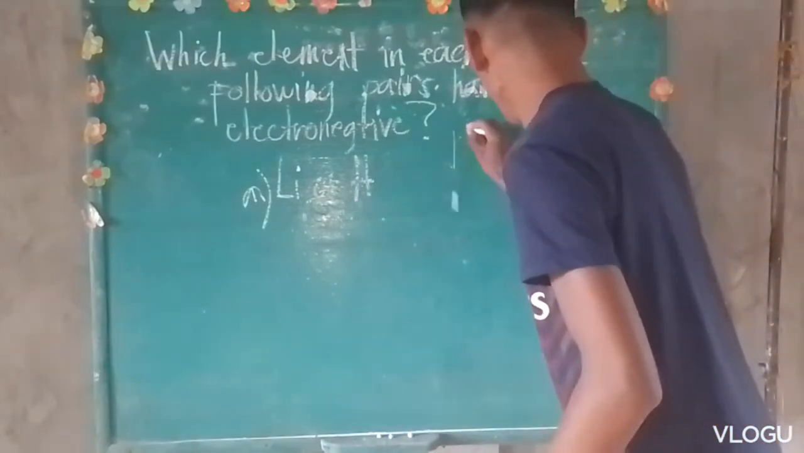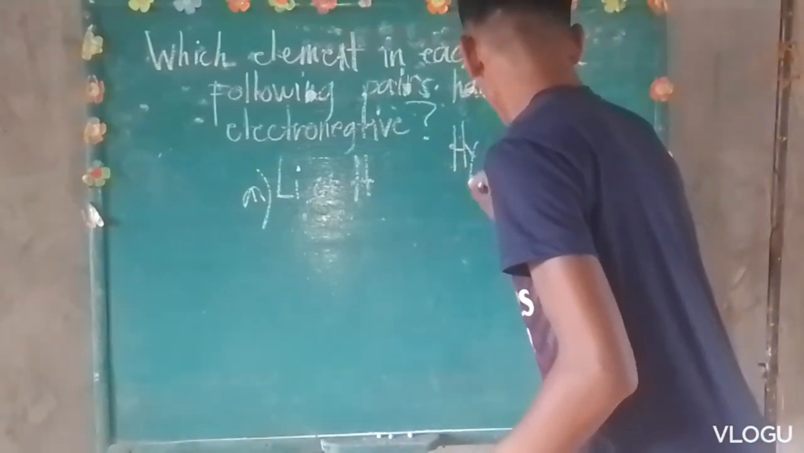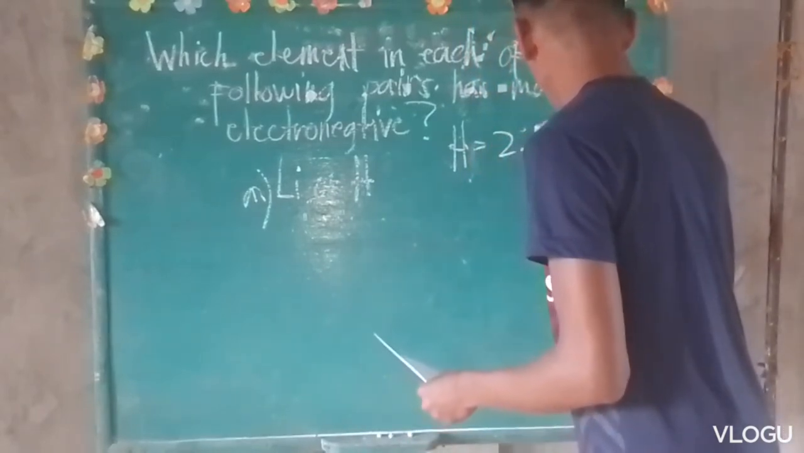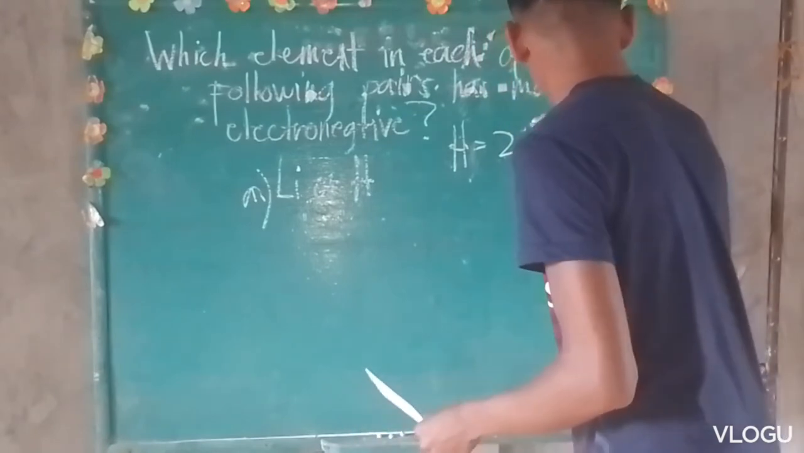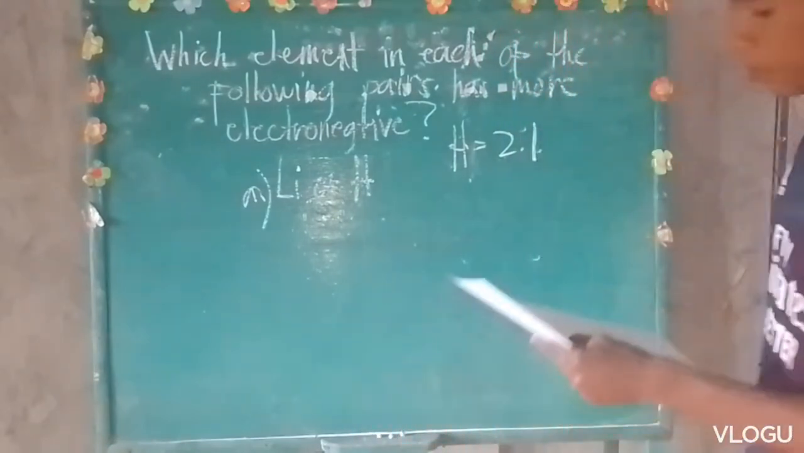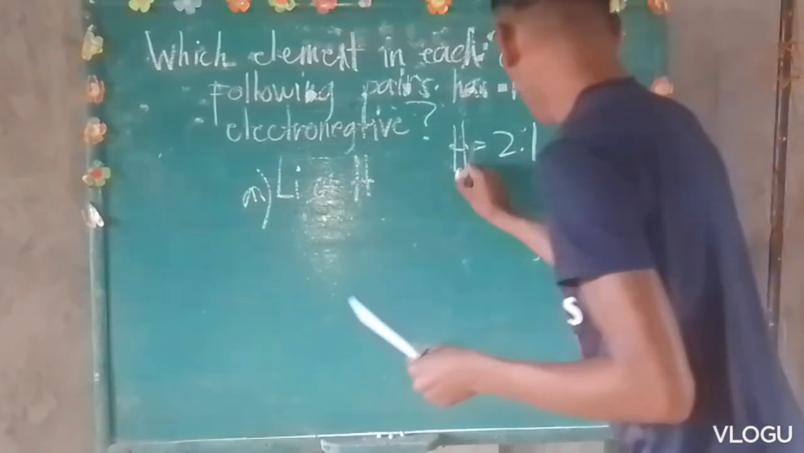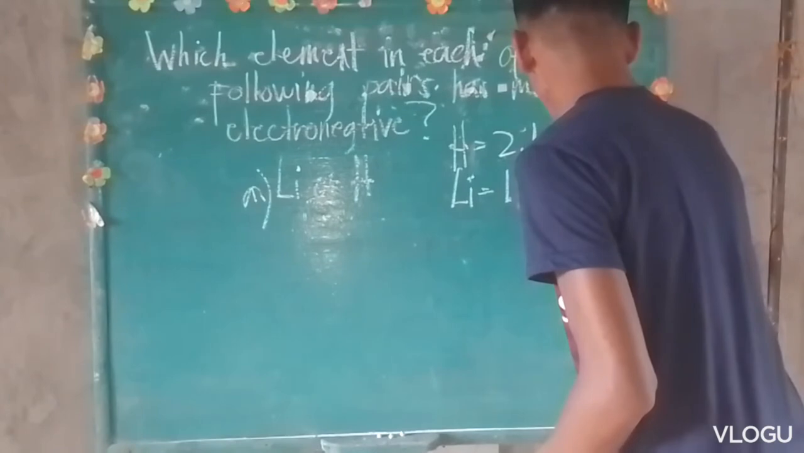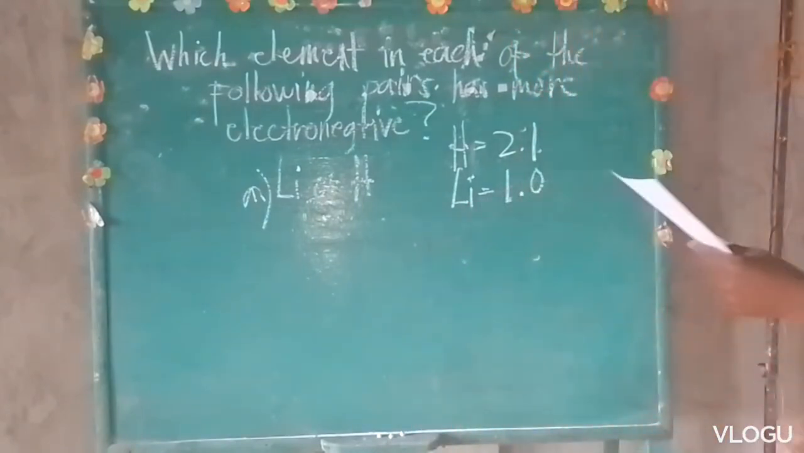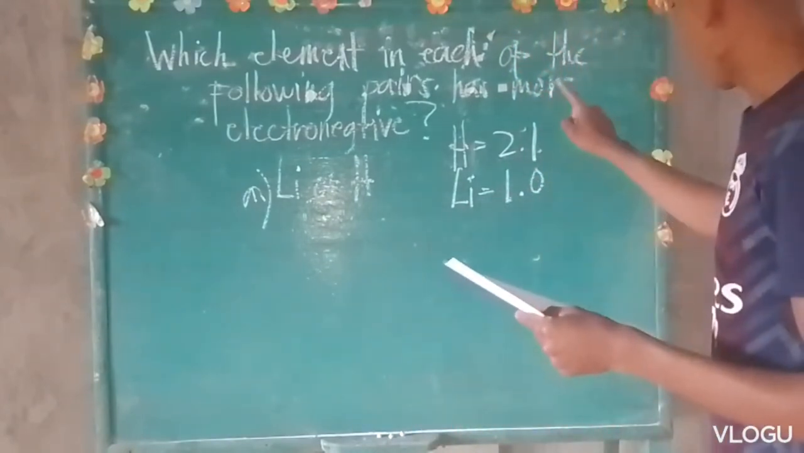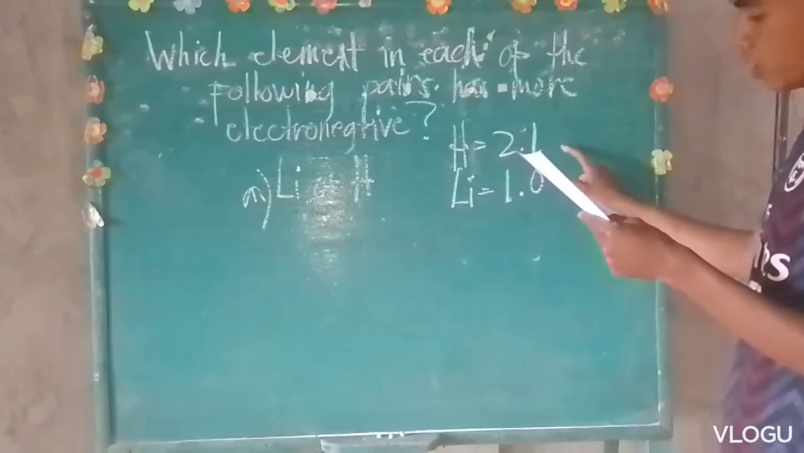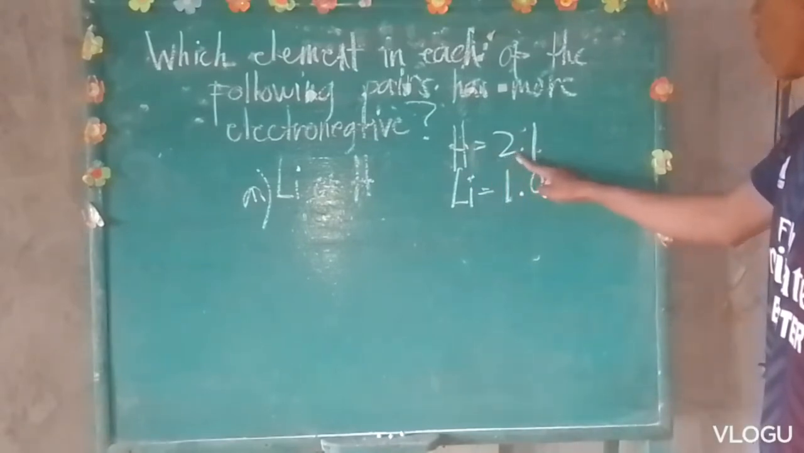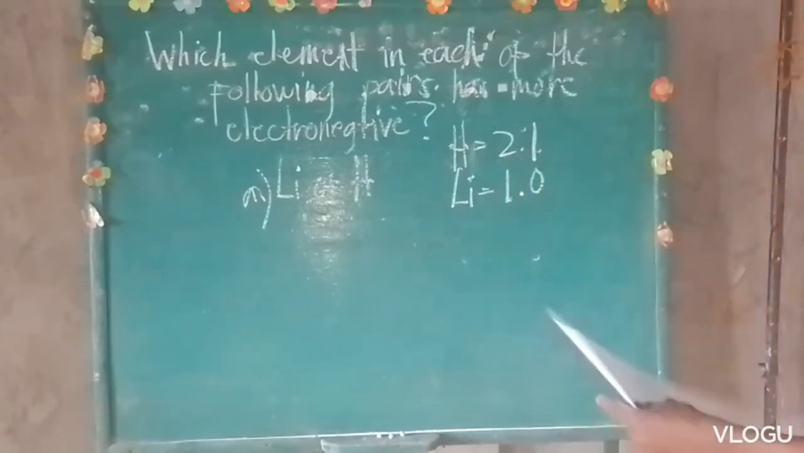So hydrogen, H, has 2.1 electronegativity, and Li or lithium has 1.0 electronegativity. So hydrogen has the higher electronegativity because hydrogen's electronegativity is 2.1. So that's all.